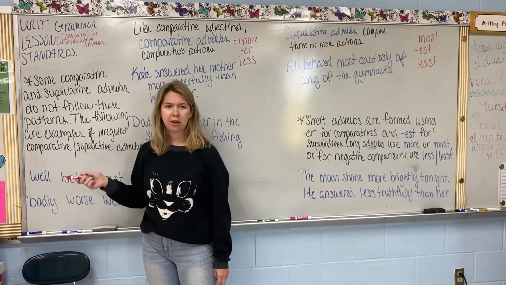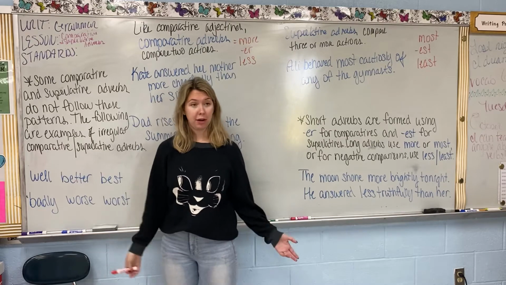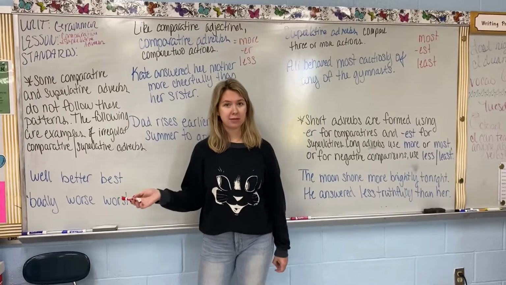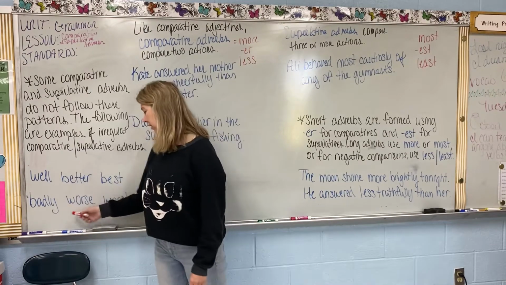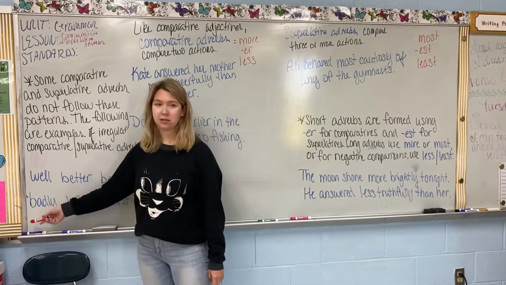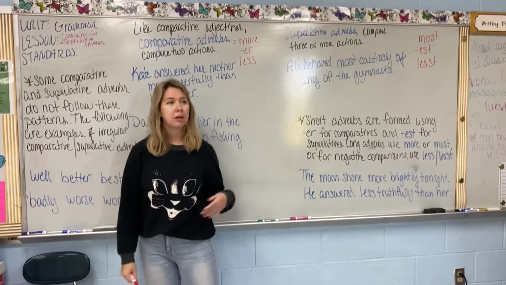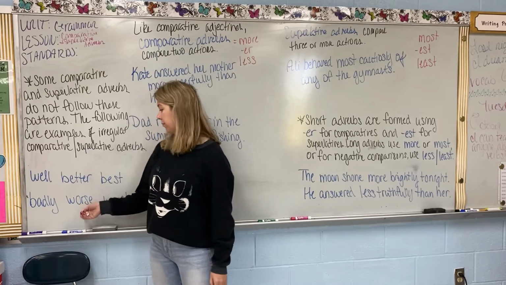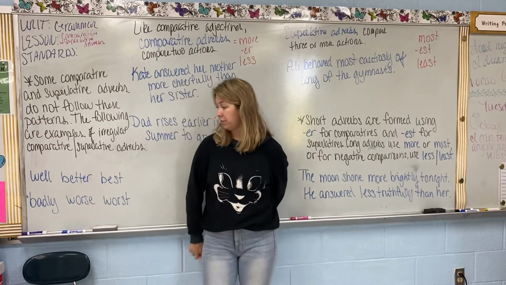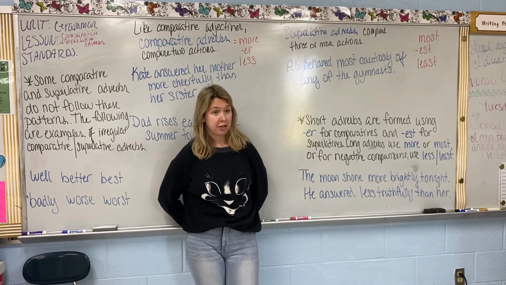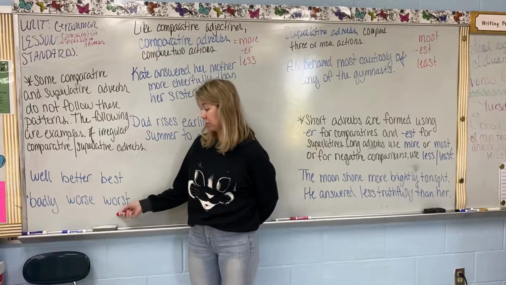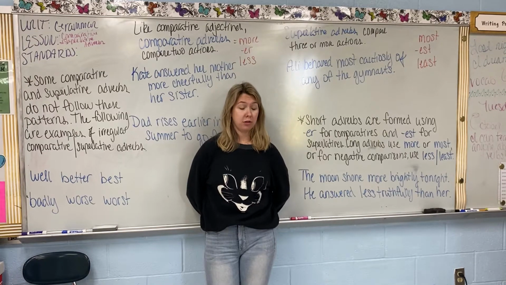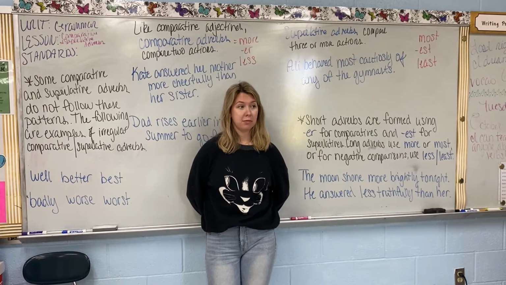Like, she's a better friend than Kate. That's a comparative action. Or she's the best friend out of any of Kate's friends. That would be the superlative. And then badly, worst. So badly is just our adverb that we have. Remember, bad, then you add ly, becomes an adverb. So the comparative form is worse. She acted worse on Saturday than she did on Sunday. Or for the superlative, she was the worst behaved out of all of the children in the room. So that would be the superlative.